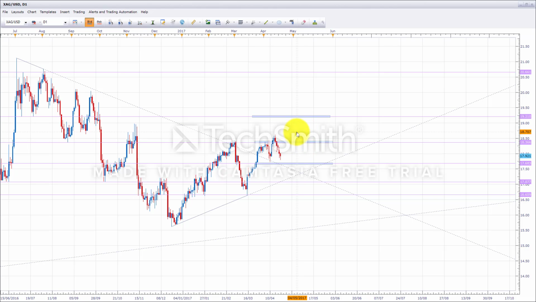And then if we get a break above this resistance area, I'll be looking for a pullback and potentially a move up to the 19.21 area, which is the next key level of resistance in silver.